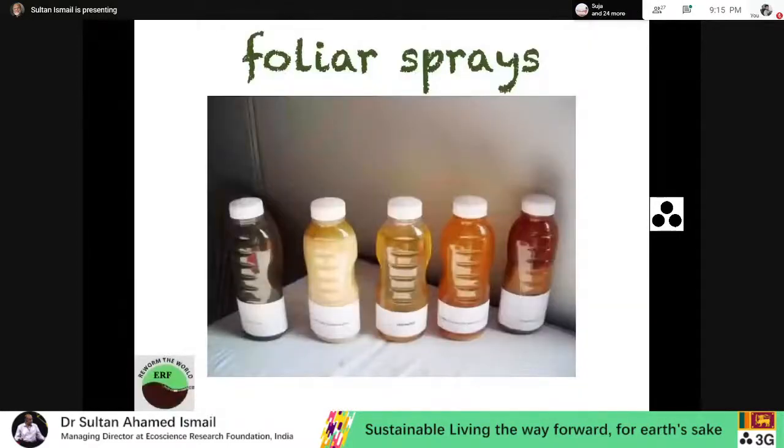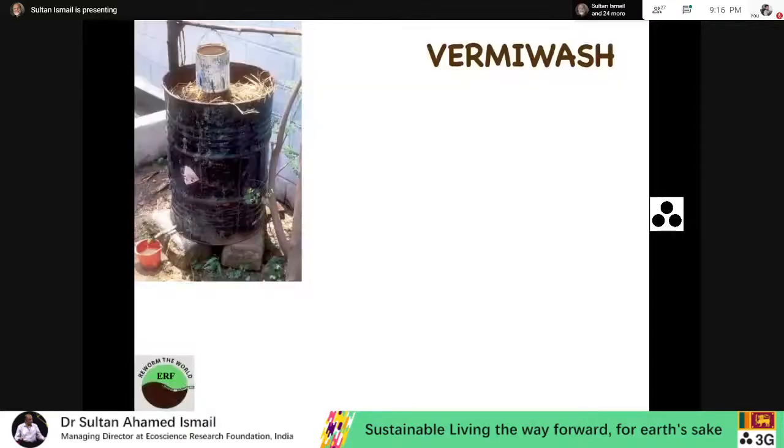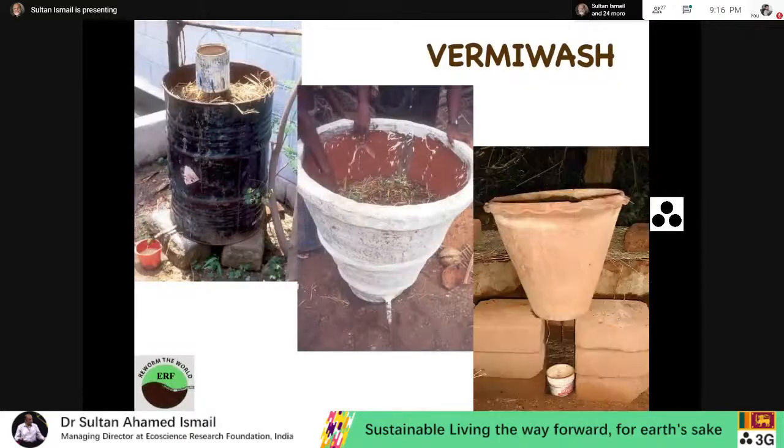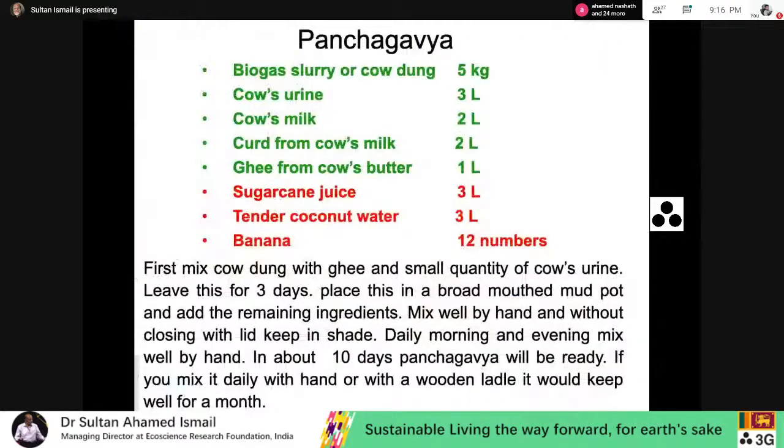You can prepare a lot of foliar sprays. You can go through this later. Vermi-wash is one of them. This barrel is the first barrel I created in 1982. It cost me 200 rupees. It's Vermi-wash. Panchakavya is very good. All these details are available even on my website. You can even source it open source. Or people from Malaysia, you can ask Subarao.